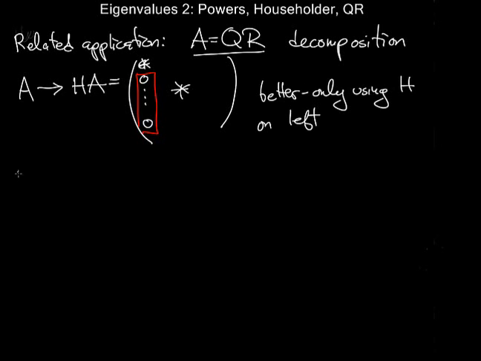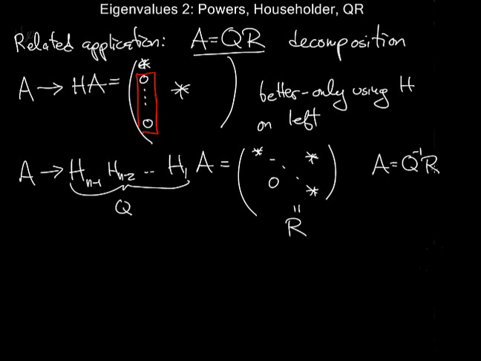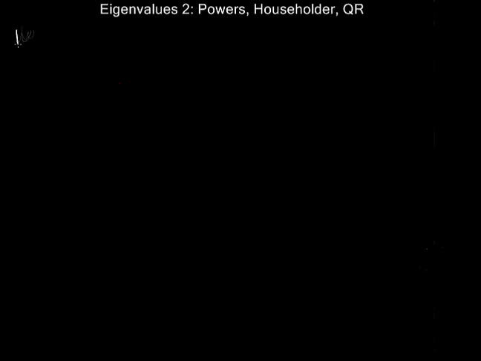And so if you're only acting on the left, you can do better. You can multiply by a bunch of householder matrices on the left times A and kill off everything below the diagonal, and that is to say it will be upper triangular, and the product of these H's is Q. And so A is equal to Q inverse R. So that's a nice algorithm for the QR decomposition.